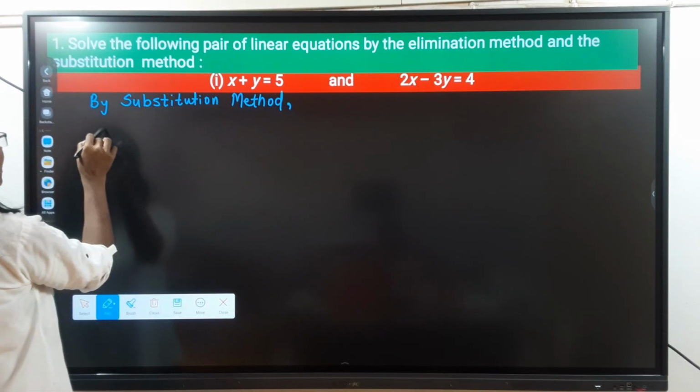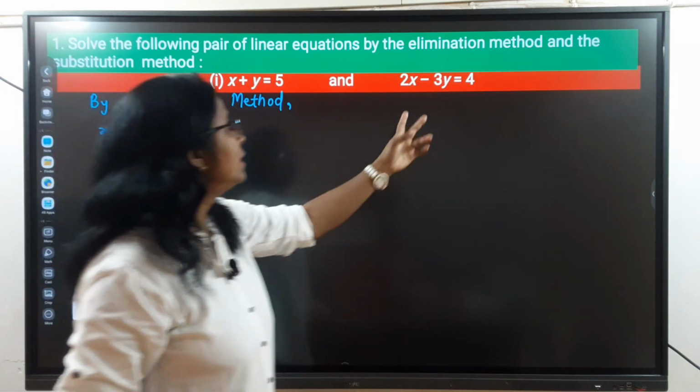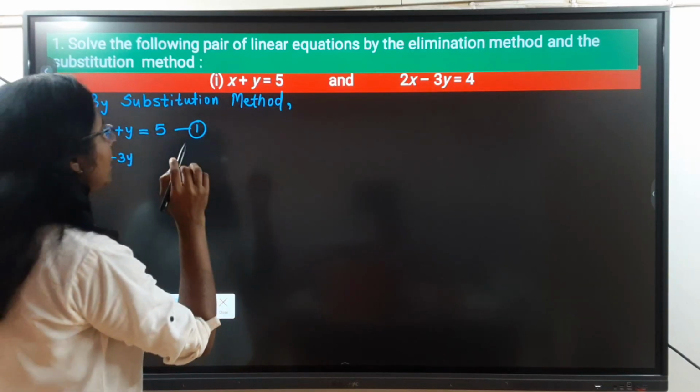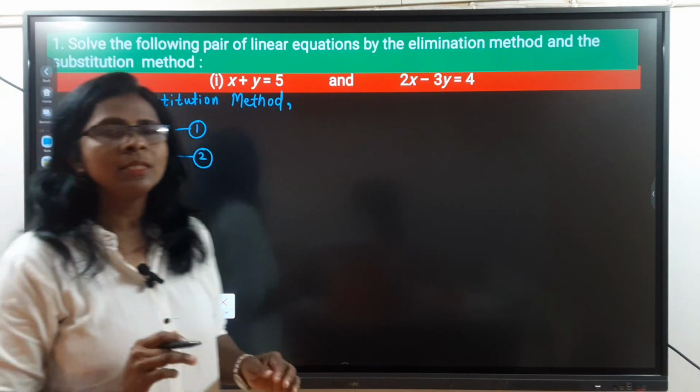So now here x plus y is equal to 5. Call it the first equation. And the second one, that is 2x minus 3y is equal to 4. Call it the second equation. Now here students, this is a substitution method.